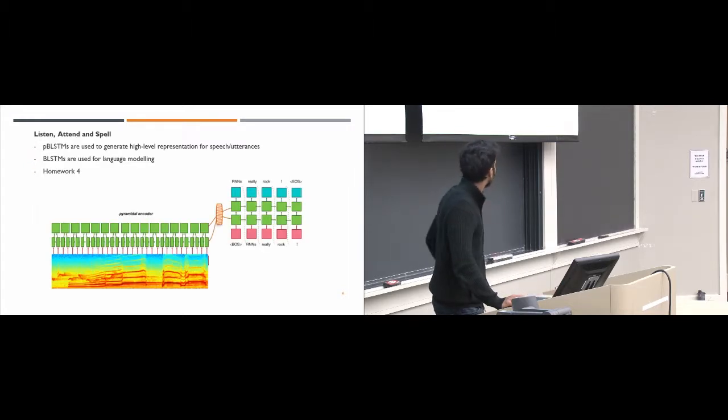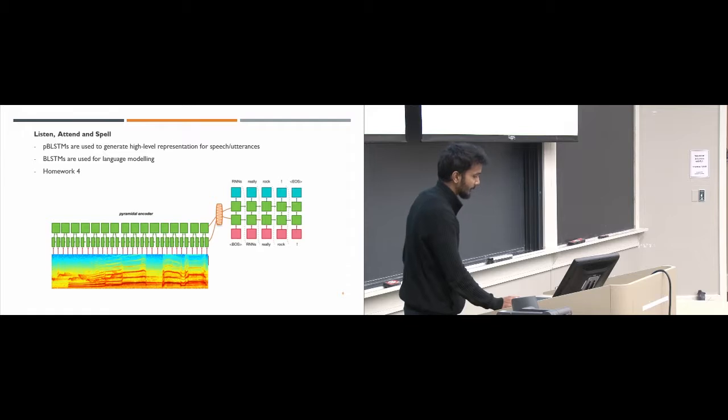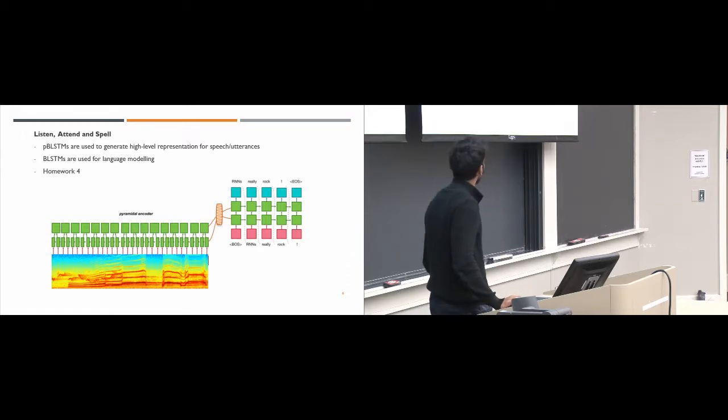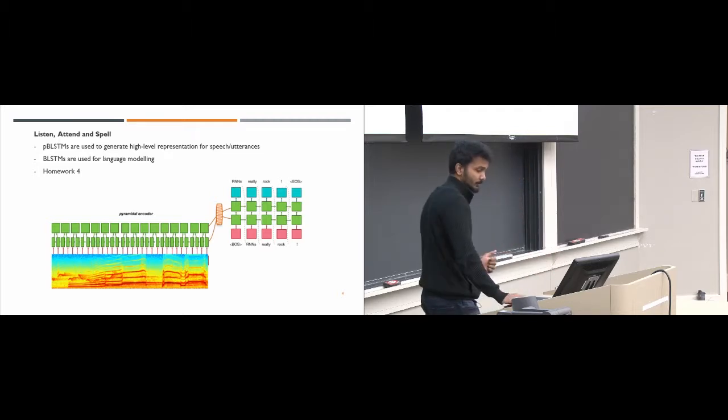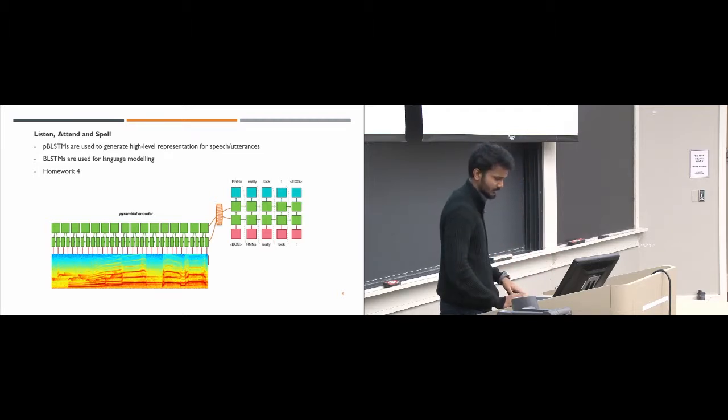This is what we'll be implementing in the coming assignment. We use a pyramidal bi-LSTM structure that generates high-level representations for the decoder to decode. Then we have another layer of bi-LSTMs that decode the high-level representations. We'll be going into much more depth about this in some time.